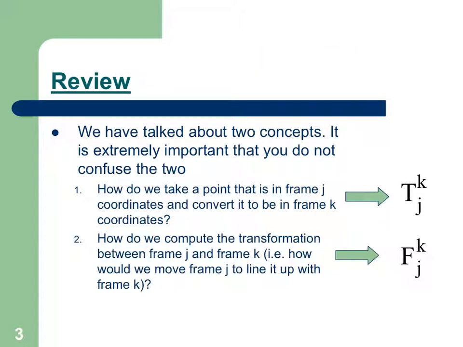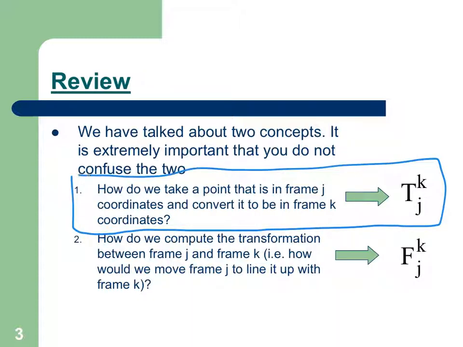And here's the key thing that you need to remember, and if you don't remember it, then go back and watch the previous video. There are two very important concepts. The first concept is what I was talking about with that point. You have a point in J coordinates, and you want to know the location of that point in K coordinates instead. Then we're going to talk about the homogeneous transformation from J to K.